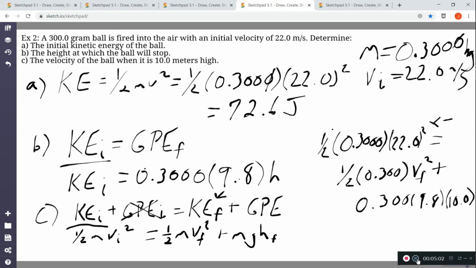Now I'm going to work all this out algebraically and solve for v sub f. Just remember to be very, very careful as you do this on your calculator. Any rounding in the process will lead to an inaccurate answer, so you've got to keep everything together without rounding until the very end.